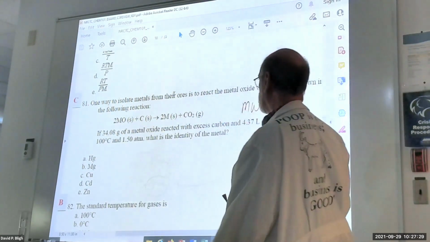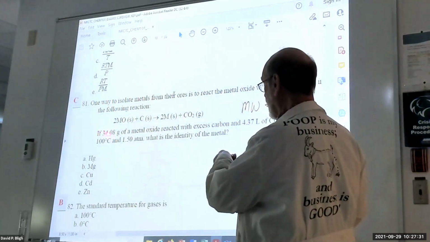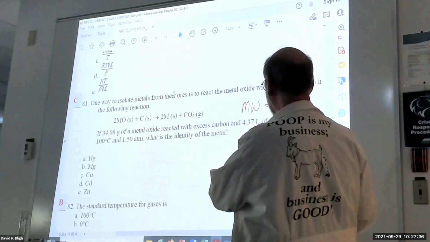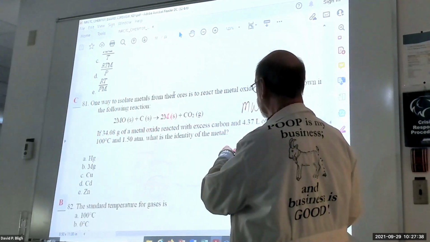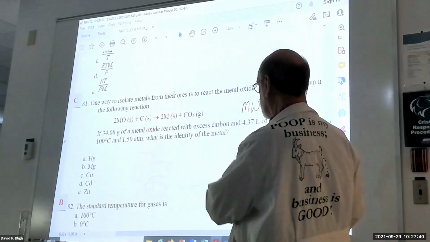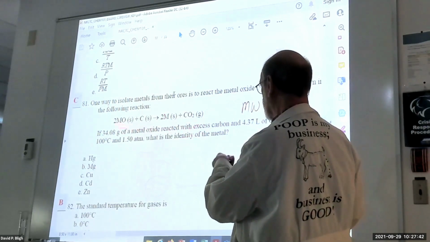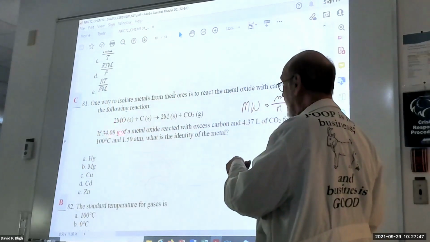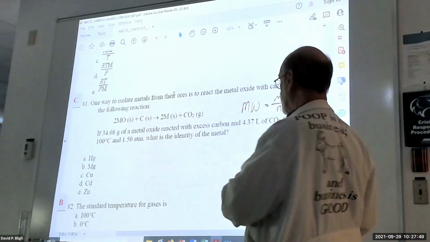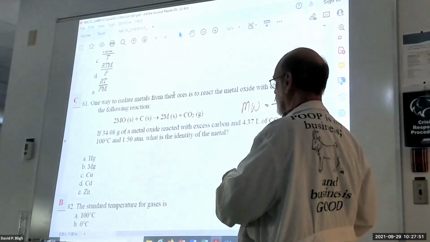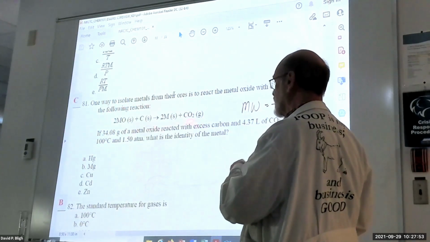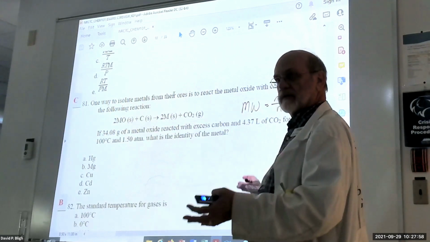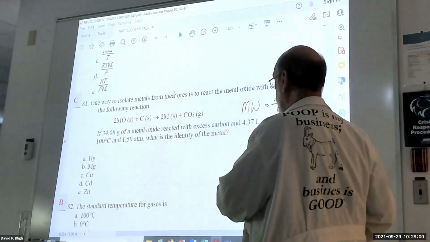What do we have here? Well, the metal oxide, but we don't have the mass of the metal. We have the grams of the metal oxide. And since we don't know what the metal is, we can't calculate moles from that. We got to get at moles. The only way to move around in this equation is the same as it's always been. You got to know moles. So can we find moles?